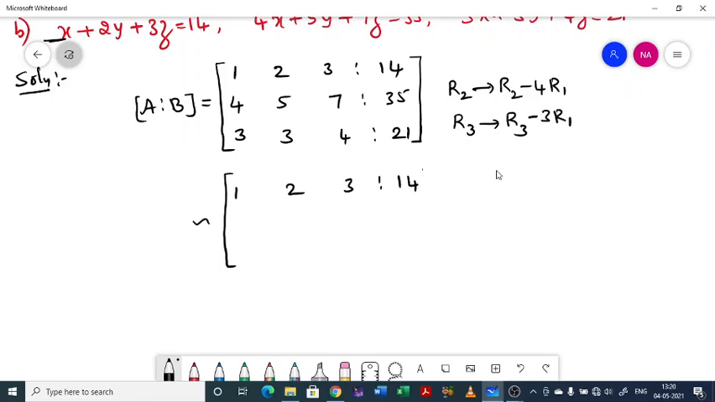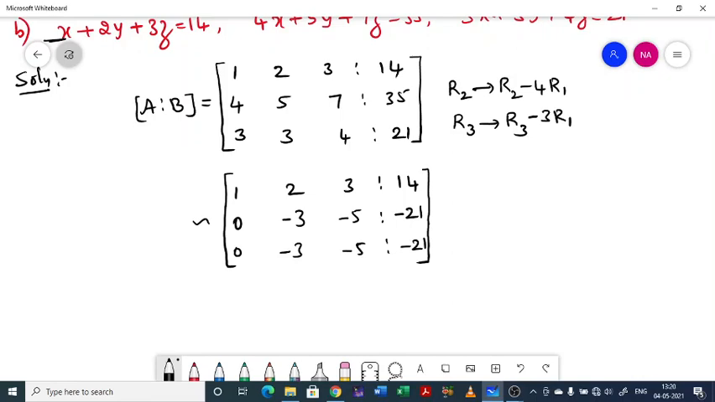So now the change in the first row. Second row: 4 minus 4 is 0, 5 minus 8 is minus 3, 7 minus 12 is minus 5, and it will be minus 21. Correct. Next, 0, minus 3, minus 5, minus 21. So verify these entries later.